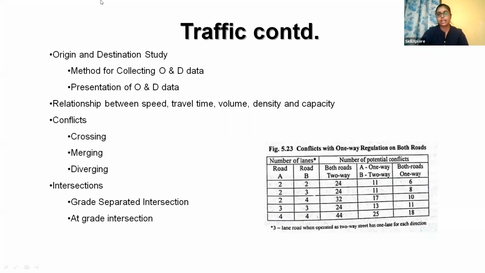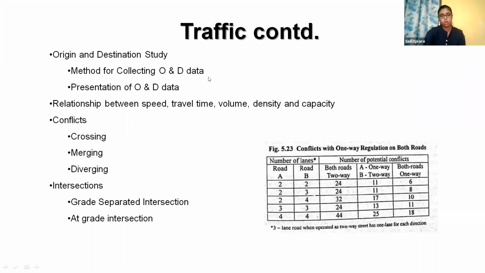So how many conflicts can we expect there? The options are: option A 24, option B 17, option C 8, and option D 25. You have to rightly choose option D. We cannot sit and draw each of these conflict points, and we cannot count how many conflicts have arisen there. So this table is actually very, very important from your exam point of view.